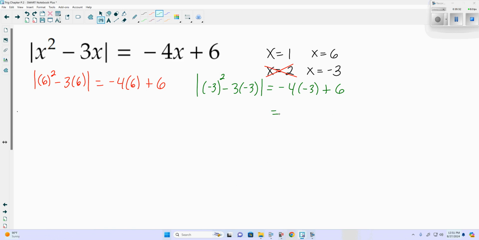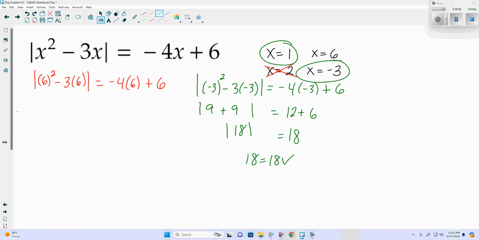So on the right-hand side, negative 4 times negative 3 is 12. 12 plus 6 is 18. That's not bad. On the left-hand side, absolute value, negative 3 squared is going to be 9. Negative 3 times negative 3 is going to be plus 9. 9 plus 9 is 18. Absolute value of 18 is 18. Okay. Kind of went counterintuitive to our thought, wasn't it? Because we think the negative is the one that doesn't work, and it does.